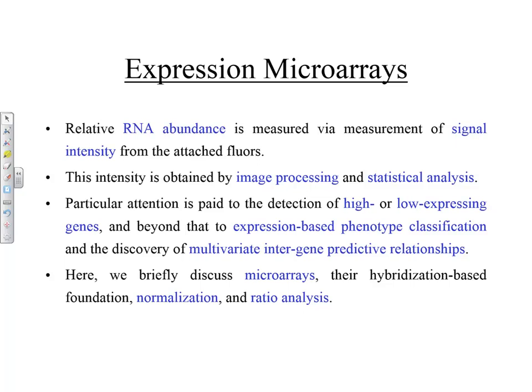And that's where the double E's come in. You're going to do image analysis and some measurements. So the intensity is obtained by image processing and by statistical analysis. Particular attention is paid to the detection of high or low expressing genes, and beyond that to expression-based phenotype classification. I talked about that. It was 1, 0, minus 1. You're trying to classify cancer versus no cancer, and also the discovery of multivariate intergene predictive relationships. I also talked about these; we'll cover them in detail. Some techniques have been developed, and there are later chapters devoted to that.